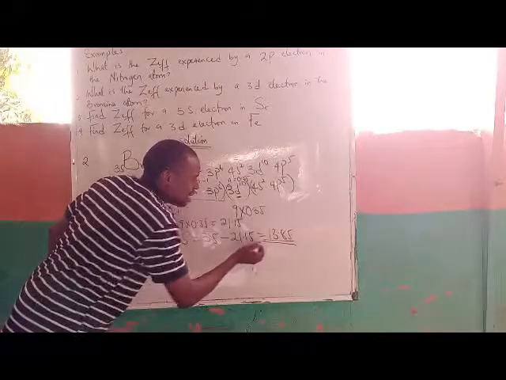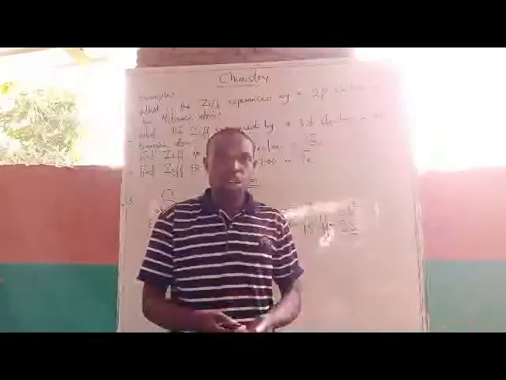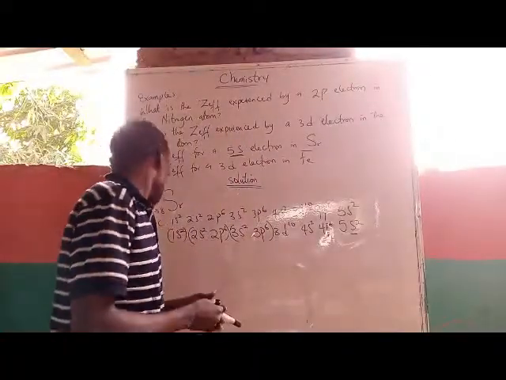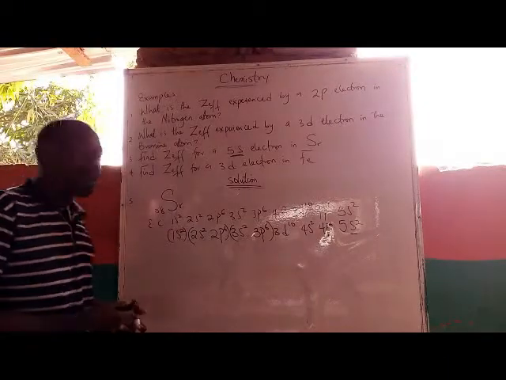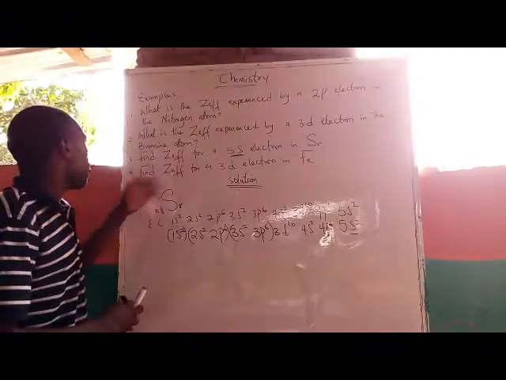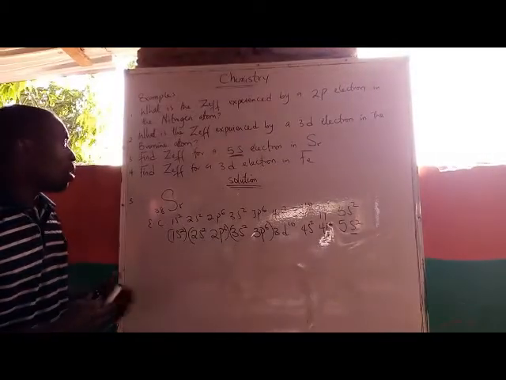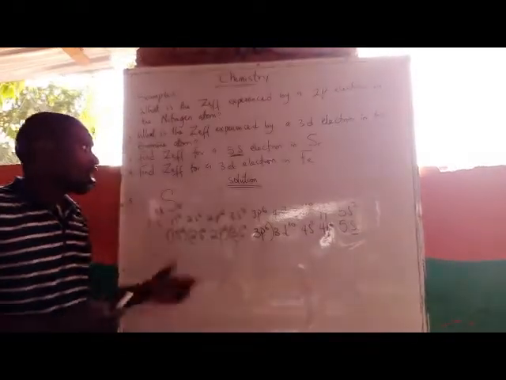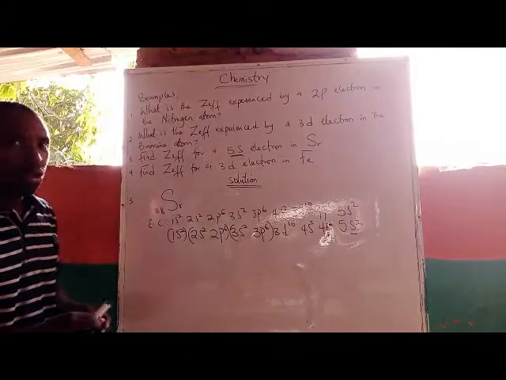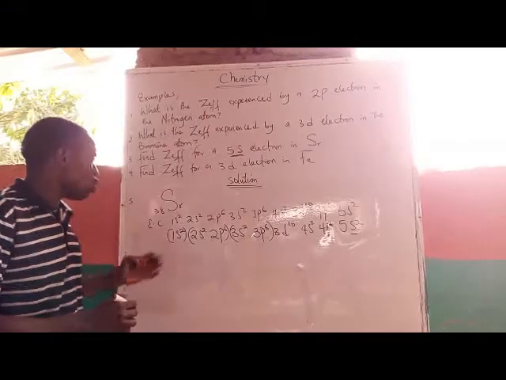13.85. That is my final answer. So we continue in the next example. In the next example, we're told to find the effective nuclear charge for a 5s electron in strontium.